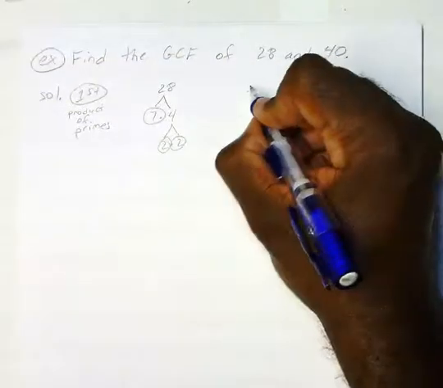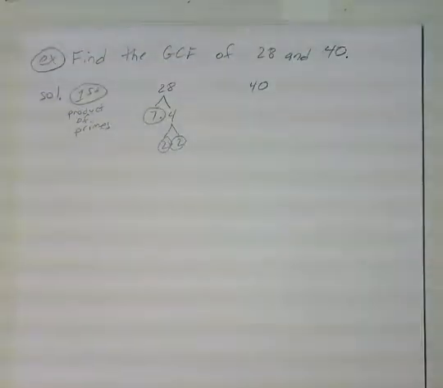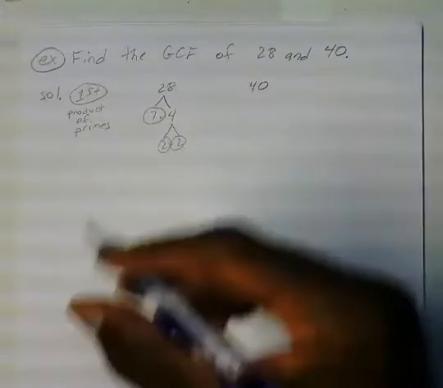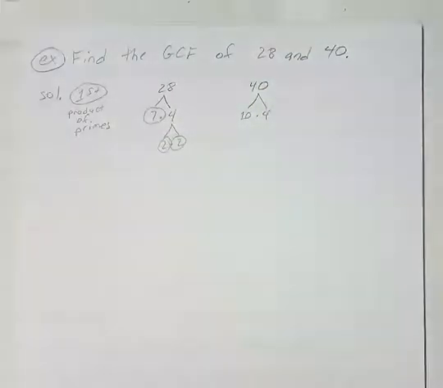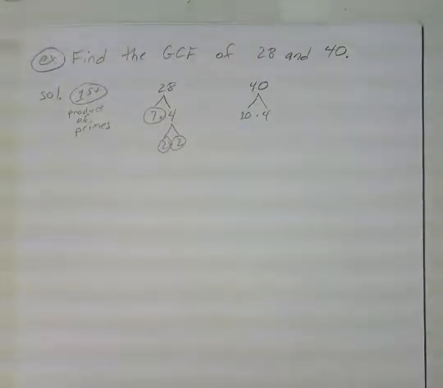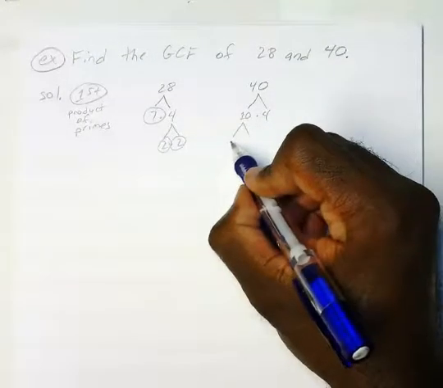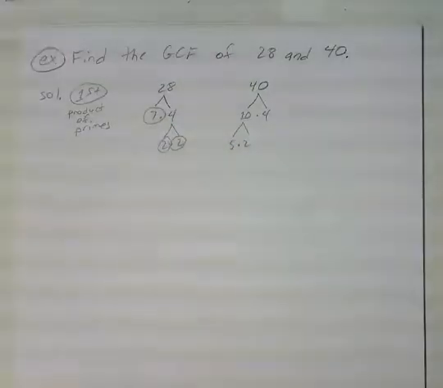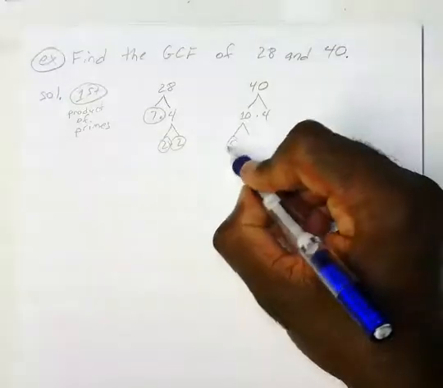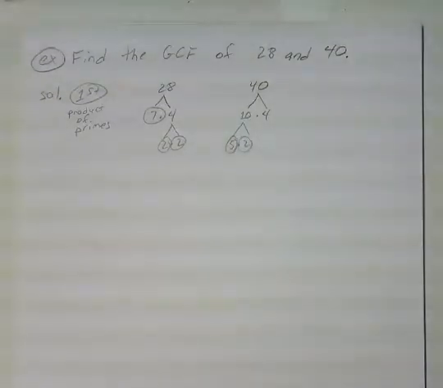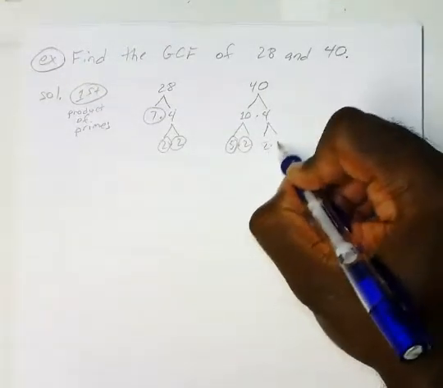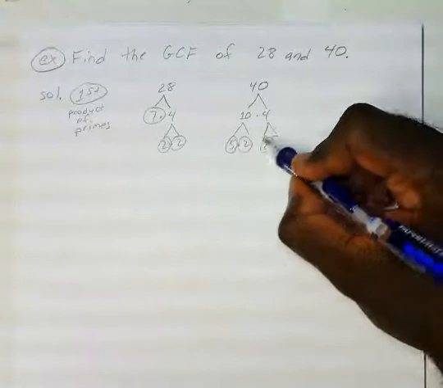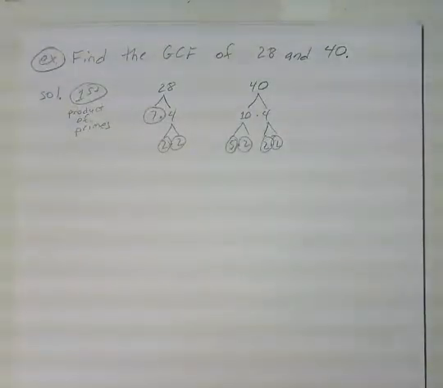Same thing with 40. We can do 8 times 5, 10 times 4, doesn't matter at all. So we're going to go ahead and do 10 times 4. Now the 10, you can factor that down to 5 times 2. Now neither the 5 or the 2 can be factored anymore, so we're going to go ahead and circle those. Now the 4, you can factor that down to 2 times 2. Neither one of those can be factored anymore, so we're going to go ahead and circle those 2's.